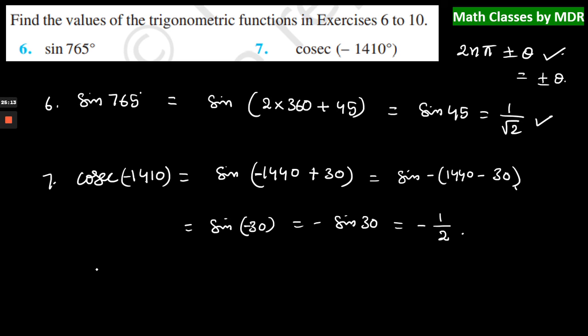See, instead of taking this ray in the clockwise direction, then 30 will come over here. Instead of that, I have taken it in the anti-clockwise direction, and I have added 30, so that also we got it as minus 30. Both are the same.